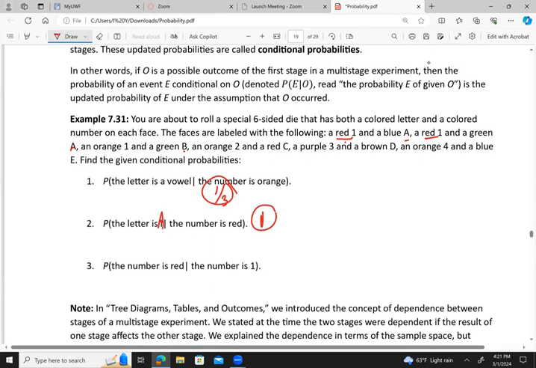Okay, the probability the number is red, given the number is 1. So let's see. Here's a red 1. Here's a red 1. Here's an orange 1. So given that the number is 1, I have 3 number 1s. What is the probability that it's red? Well, 2 of those 3 are red, so it would be 2/3.